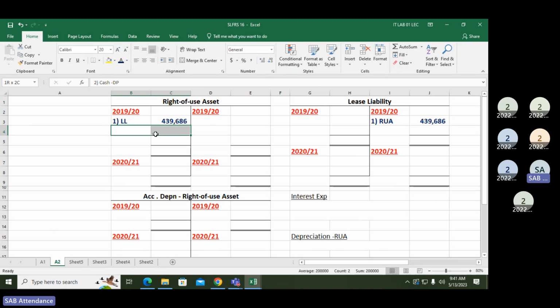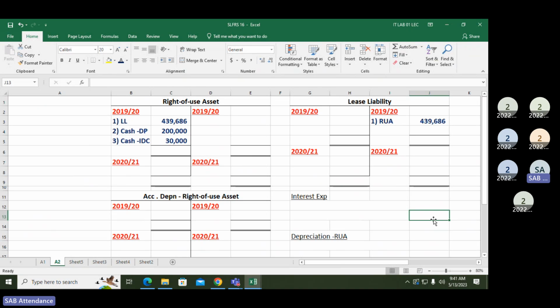Then the down payment, we made a cash payment: cash credit, right of use asset debit. And initial direct cost, 30,000 we pay, that also cash credit, right of use asset debit. That is the first day at the inception, you have to make these 3 entries.